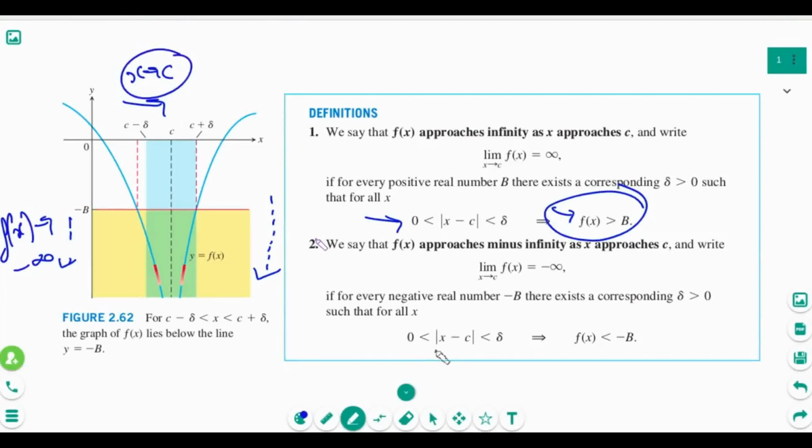So 0 less than modulus x minus c less than delta corresponds to f(x) less than minus b. If we are in this range, between this range or this range or this range, f(x) will always be less than minus b. You can see here in this range f(x) is less than minus b, for 0 less than modulus x minus c less than delta.